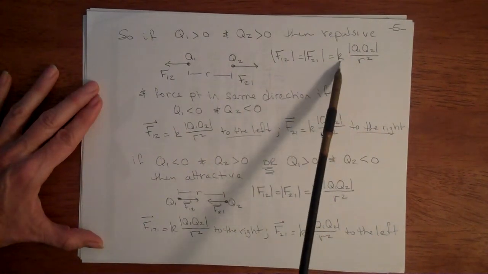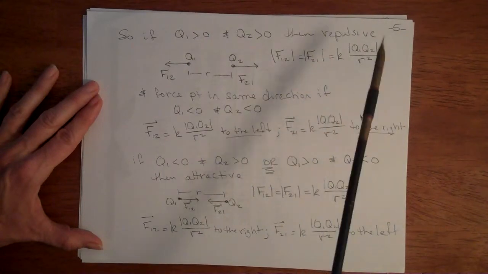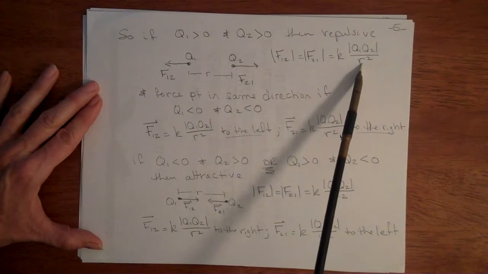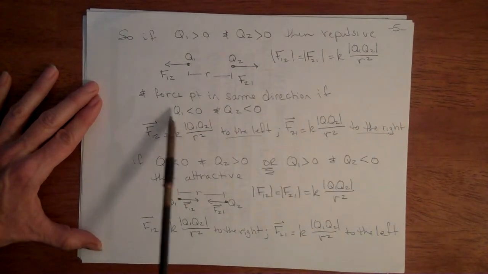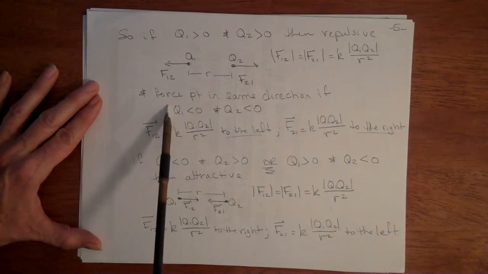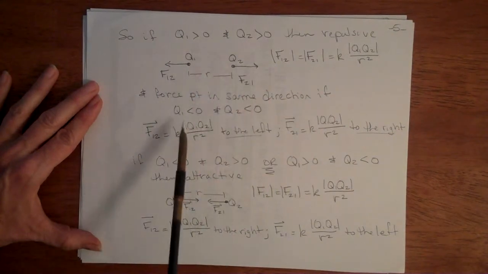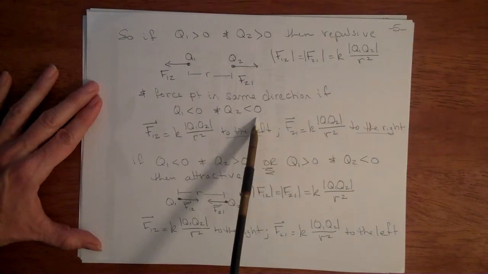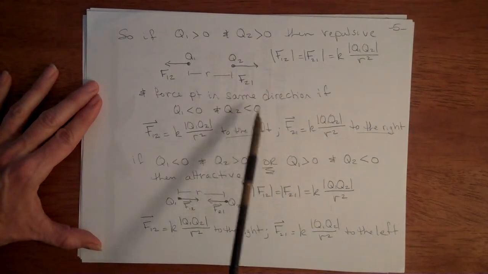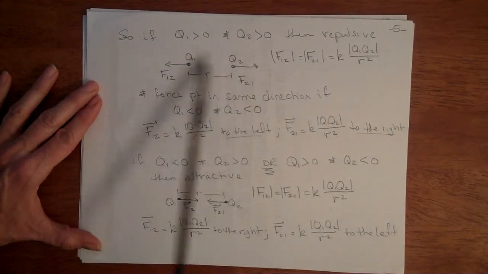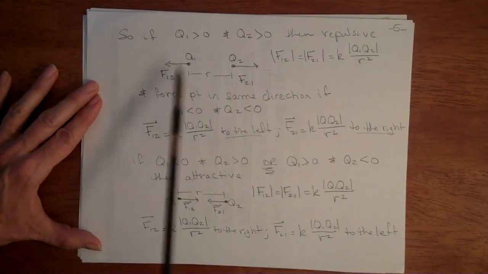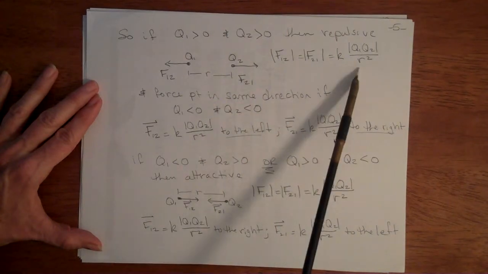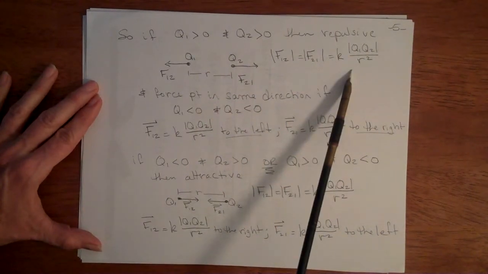The magnitude again comes from Coulomb's law, k, product of the charges involved with the absolute value bars around them, divided by the distance squared. And the forces would point in the exact same directions if we had chosen both those charges to have the same sign but both negative. So either both positive or both negative, we get exactly the same picture with the forces repelling or pushing away from each charge, and also the magnitudes given by the same amount.